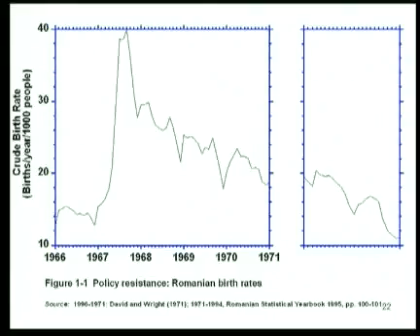So what happened? Well, the system responded to the intervention in ways the regime had not anticipated. The people of Romania found ways around the policy. They practiced alternative methods of birth control. They smuggled contraceptive pills and devices in from other countries. Women sought and found back alley abortions.